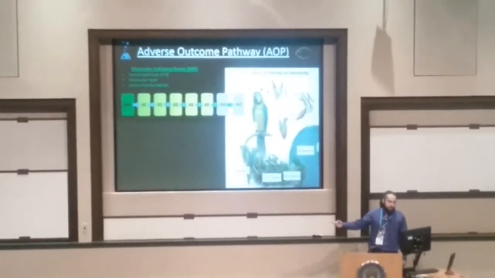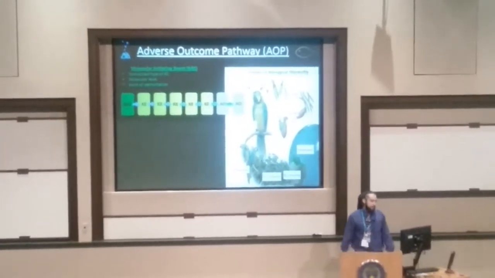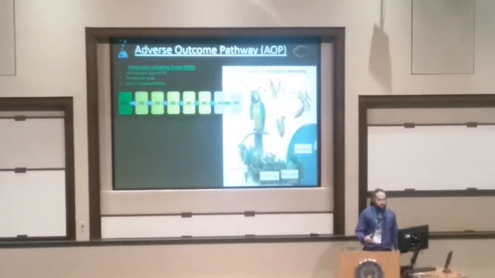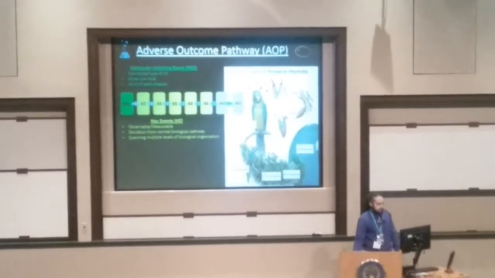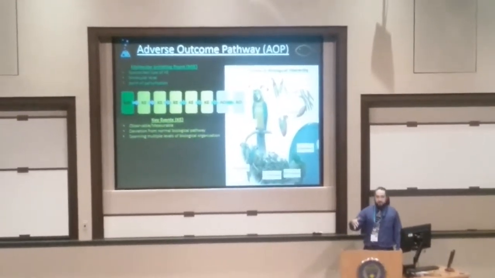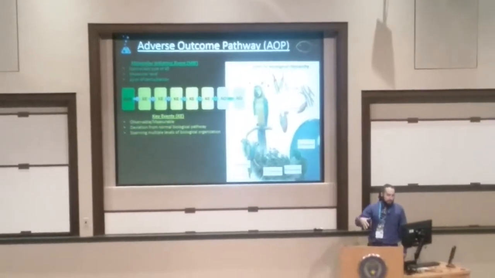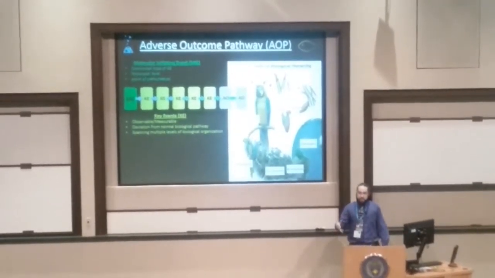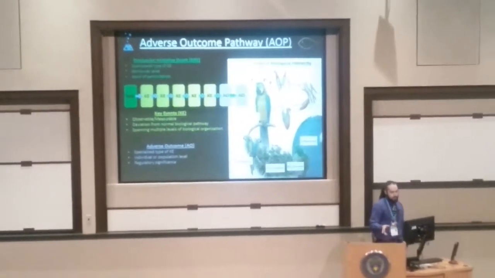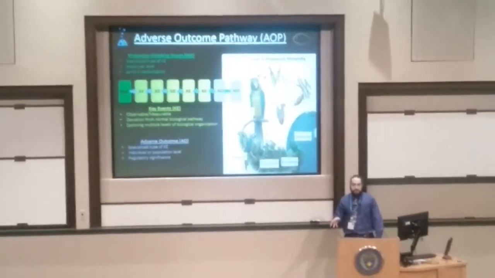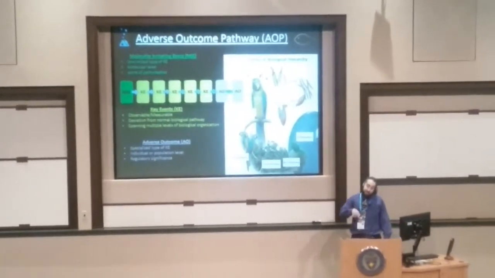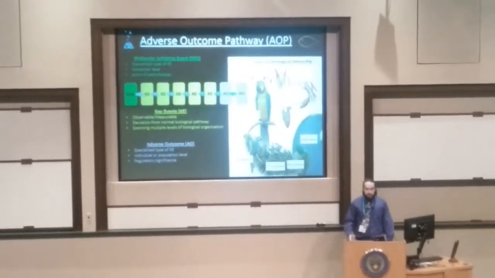The first part of an adverse outcome pathway is a molecular initiating event. This is the point of the perturbation of the pathway at the molecular level. Following that are multiple key events. These usually span multiple levels of biological hierarchy, and each key event is an observable and measurable deviation from the original biological pathway, leading to an adverse outcome. These are negative effects at the individual or population level caused by the molecular initiating events that are of regulatory significance.